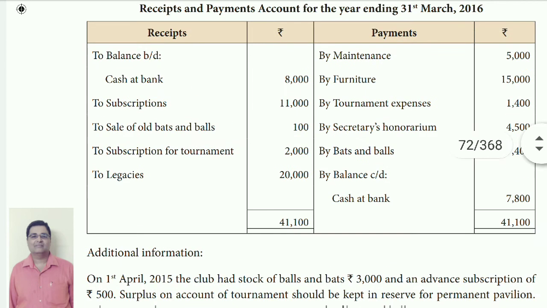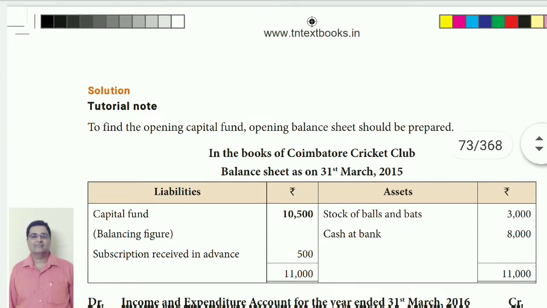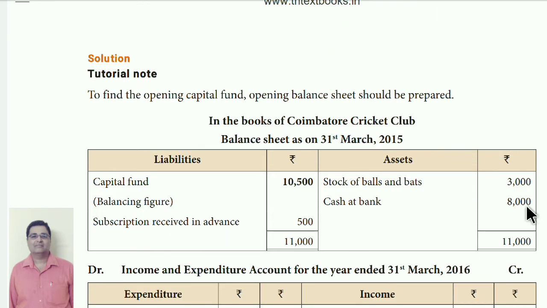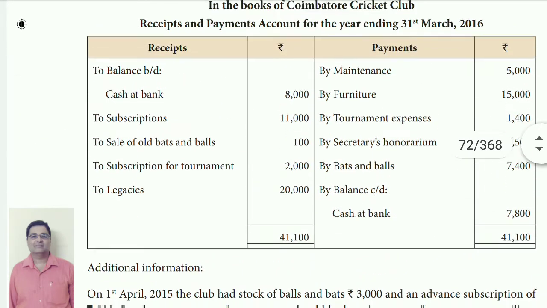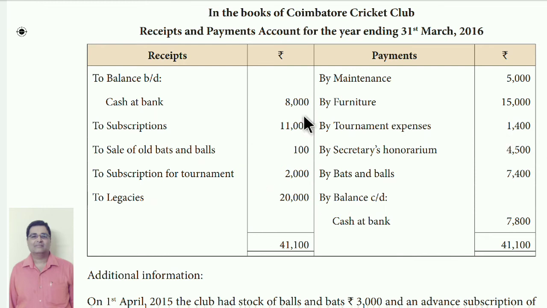Now see the question. First one, to bank brought down, cash at bank rupees 8,000. This is opening cash. So this opening cash we have to write in the opening balance sheet. Cash at bank rupees 8,000. See the next one. What is the next line? Sale of bat and ball. So this sale of bat and ball 100 rupees, where we have to write? In the income.